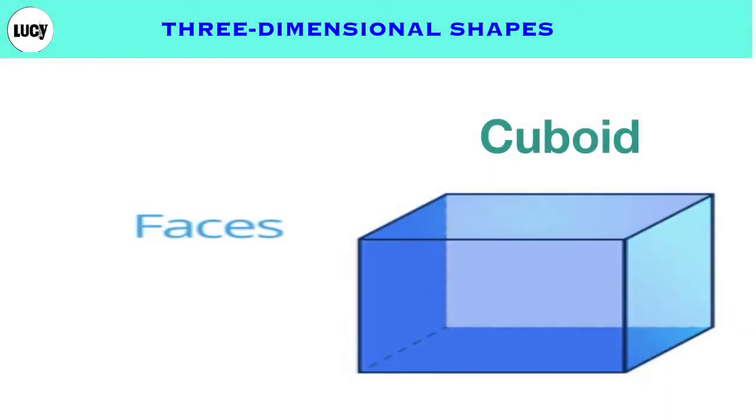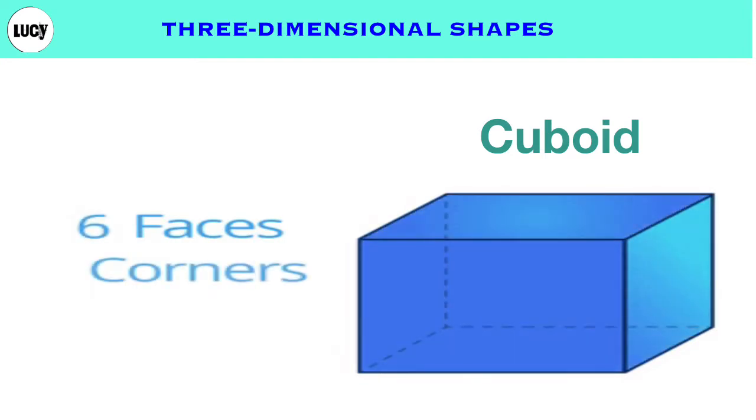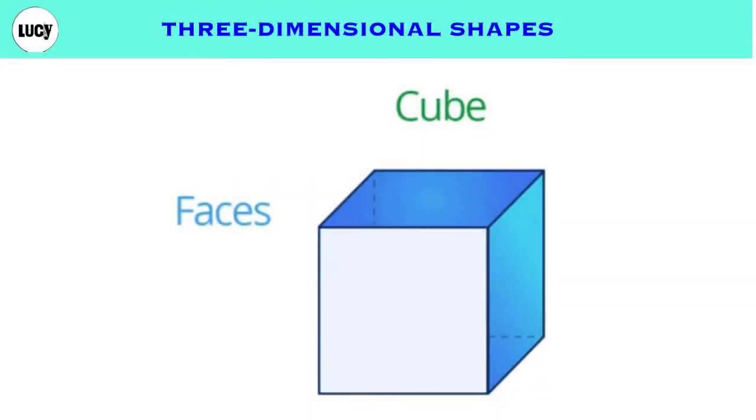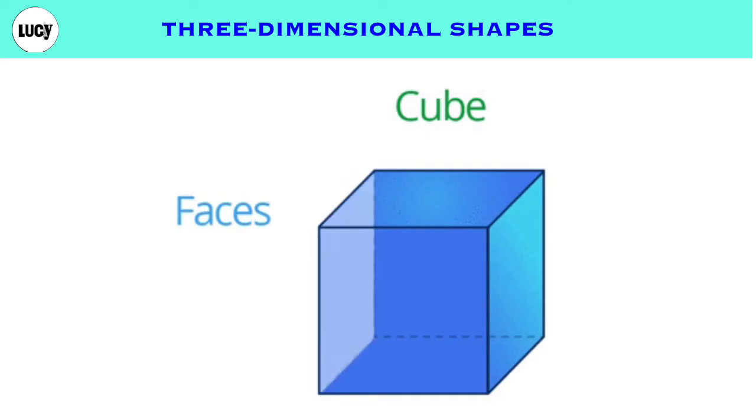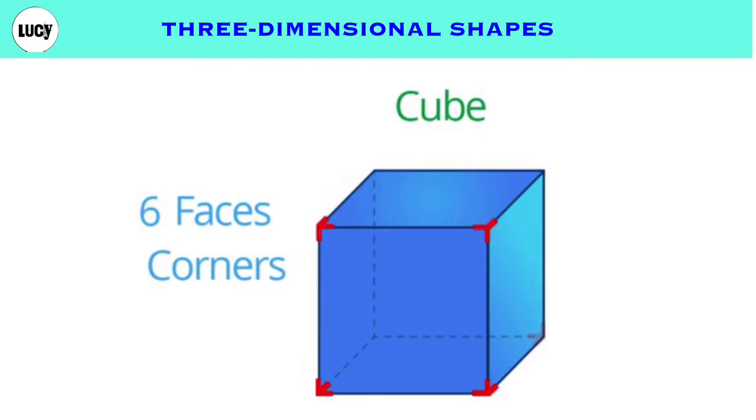Cuboid. Faces: 6 faces. Corners: 8 corners. Edges: 12 edges. Cube. Faces: 6 faces. Corners: 8 corners. Edges: 12 edges.